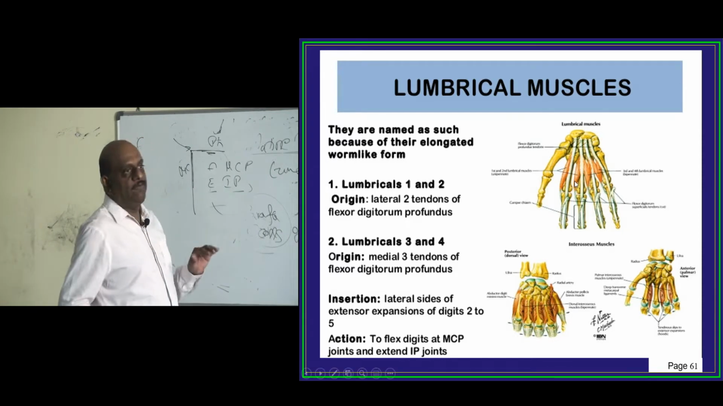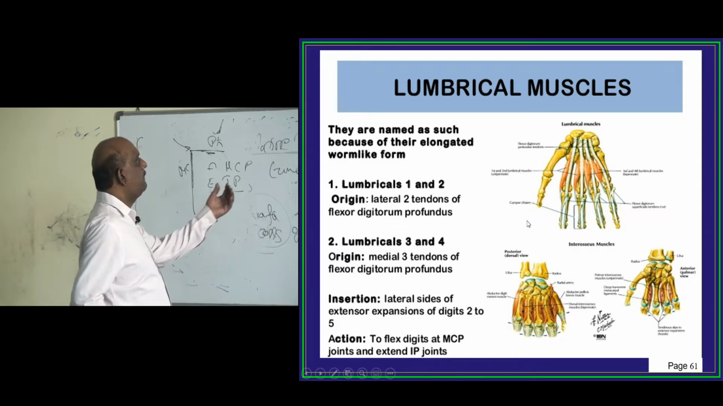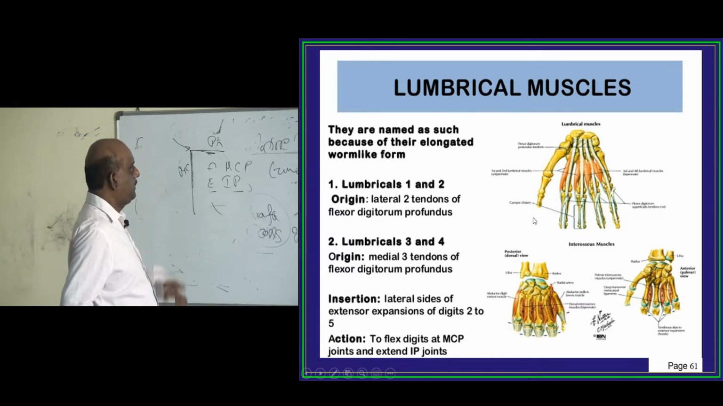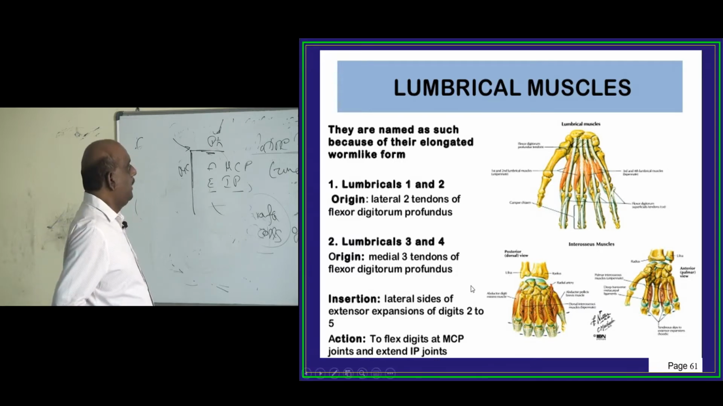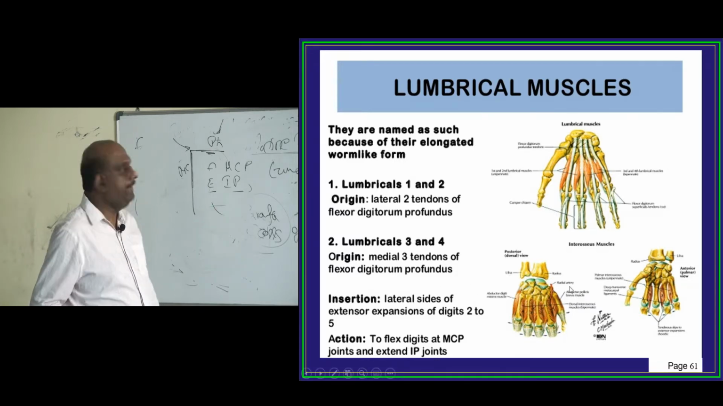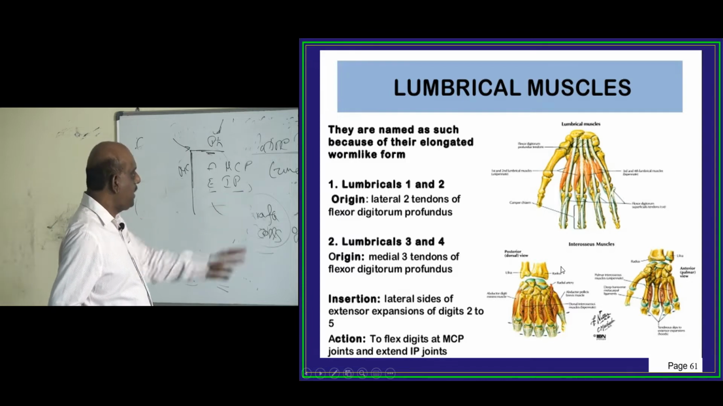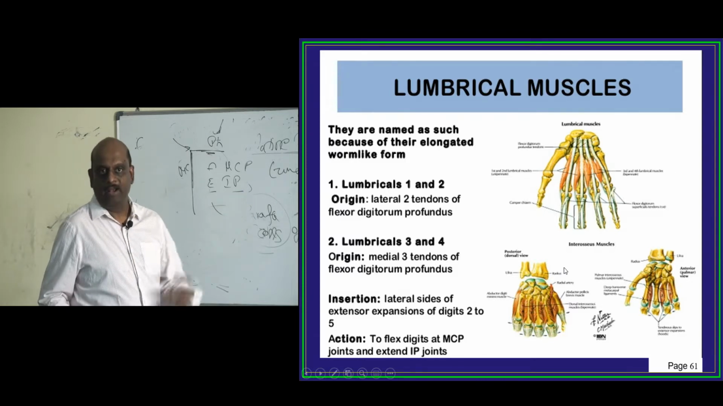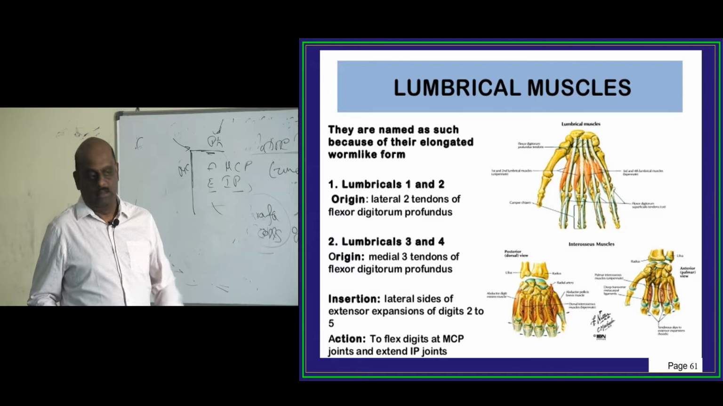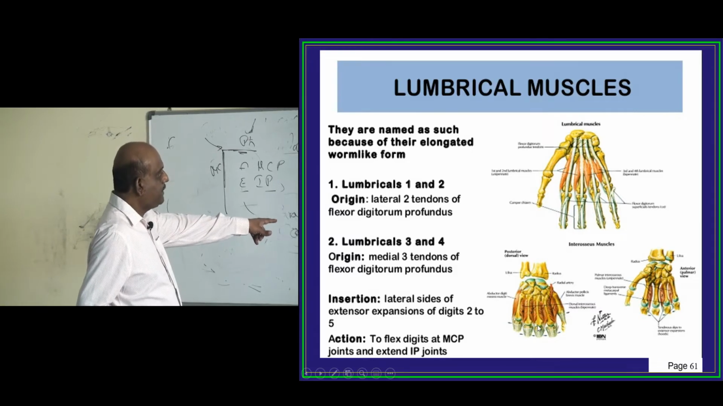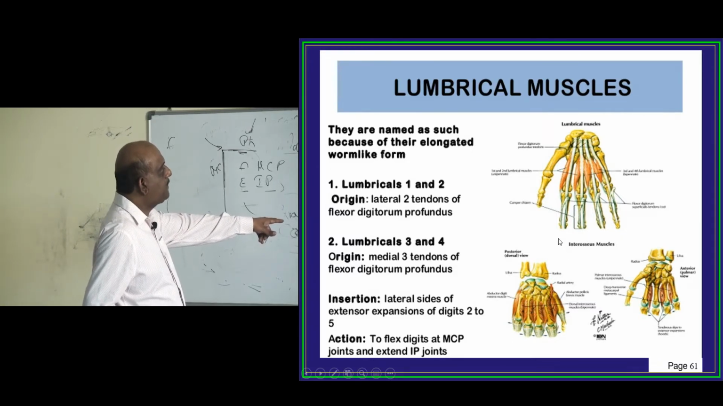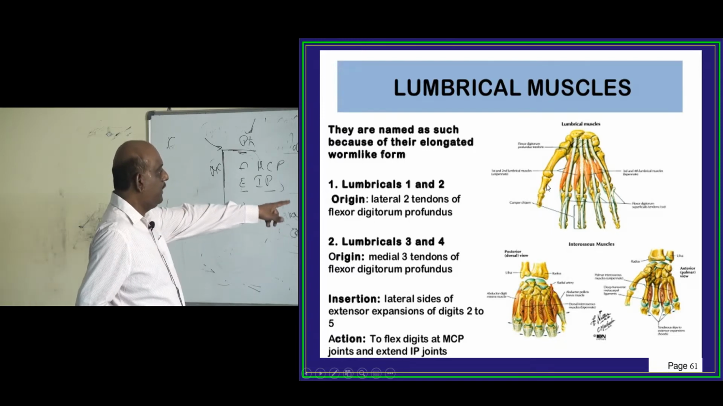So doctor, lumbricals, from where do they arise? They originate from the lateral 2 tendons of the flexor digitorum profundus. Lumbrical 1 and 2. Lumbrical 3 and 4, medial 3 tendons of the flexor digitorum profundus. And where do they finally insert? They don't insert into bone. They insert into something called extensor expansion on the digit 2 to 5.